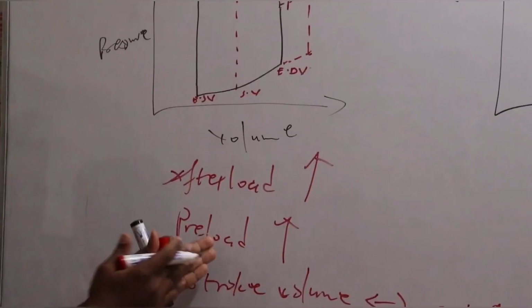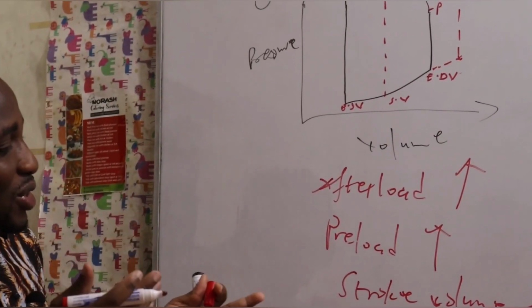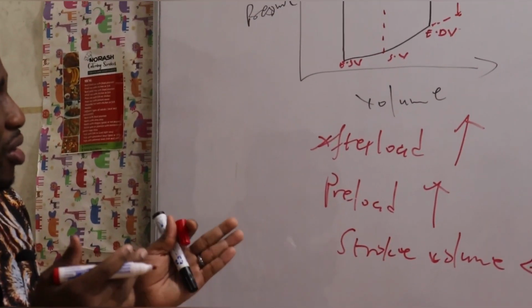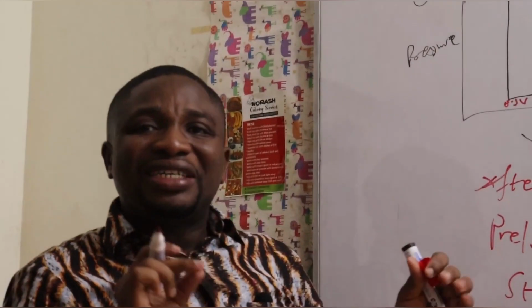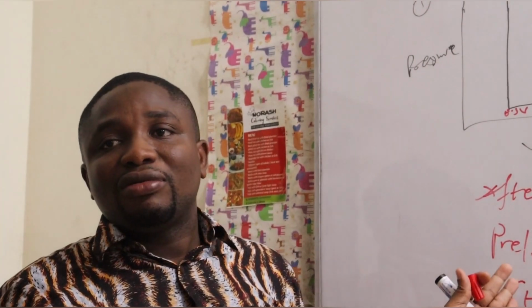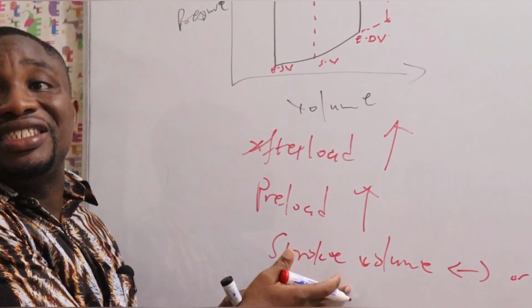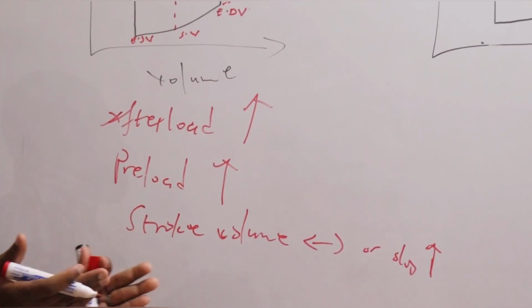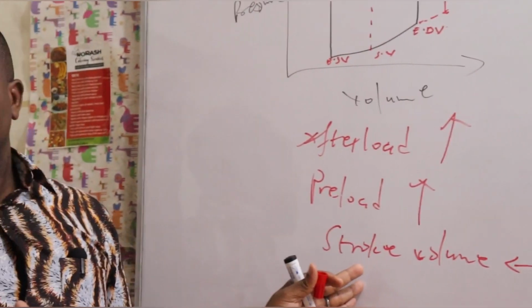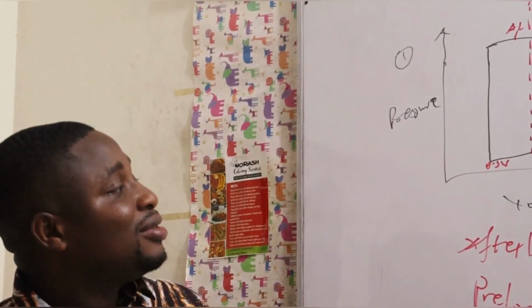Okay? And the preload and the afterload increasing seeks to what? Comply with the Frank Starling law in a way, but it's not fully complied because the stroke volume has not what? Changed. So that one, the Frank Starling law is not what? Working. Okay? So that's the interpretation for this.